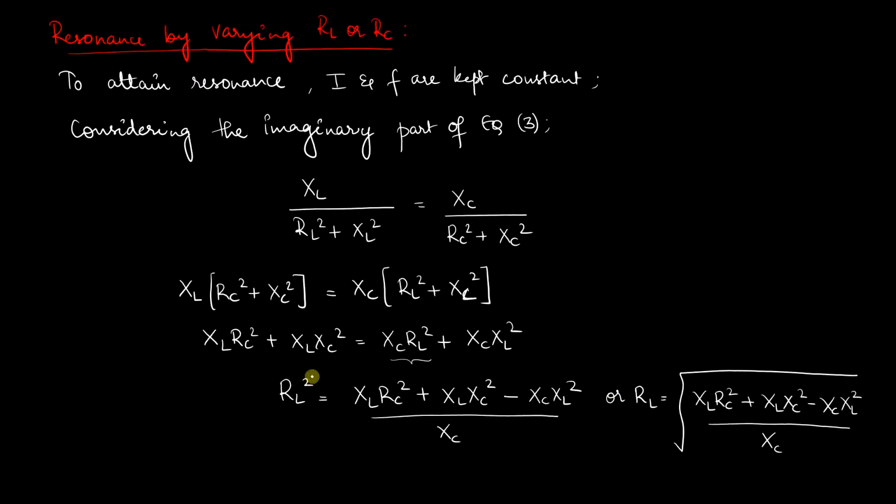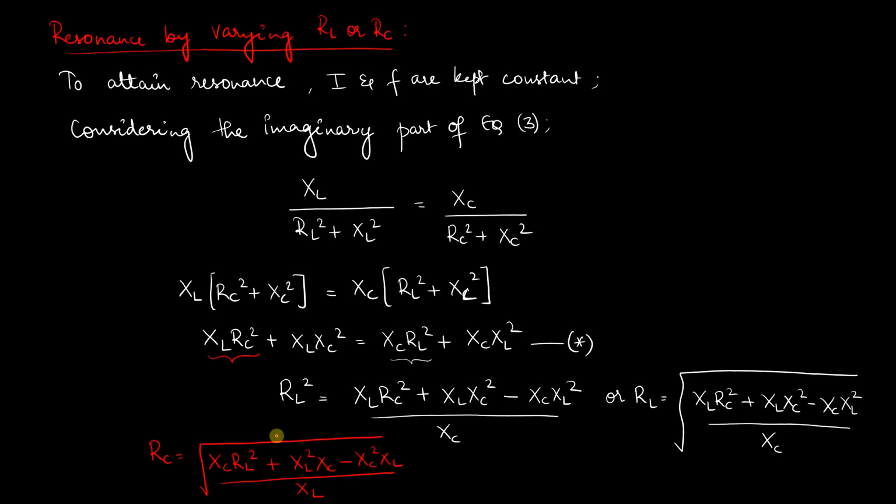Similarly, we can compute the value of RC just by rearranging this equation. The equation that you have here, let me name this as equation number star. Just by rearranging the terms and writing the expression for RC, I can write RC to be equal to the square root of (XC RL square plus XL square XC minus XC square XL) divided by XL. Clear? So this is the way in which you can compute the value of RC just by considering this term in equation star.